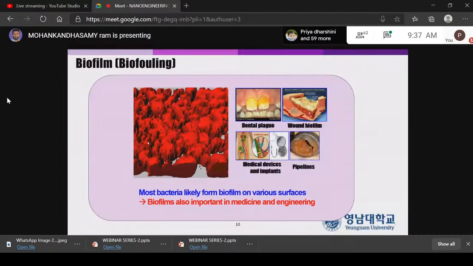In the right-hand side picture you can see, for example, how biofilm causes dental plaque and wound biofilm, as you all experience. And biofilms on medical devices, this is really a serious issue. And biofilms on pipelines, on the other side, apart from the biomedical applications.